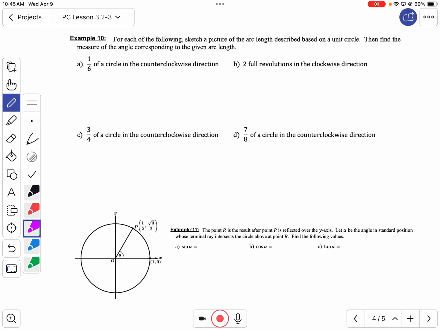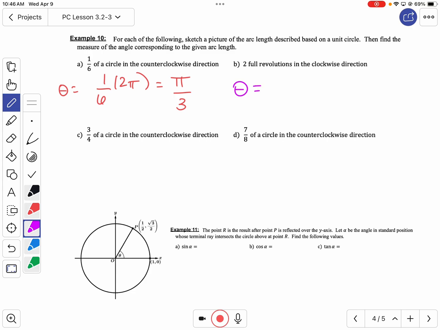All right, so let's take a look at these. I want 1/6 of a circle. All right, so 1/6 of 2 pi. Okay, if I'm going counterclockwise, will it be positive or negative? Positive. And so 2 pi over 6 would reduce to pi over 3. Okay. All right, the next one.